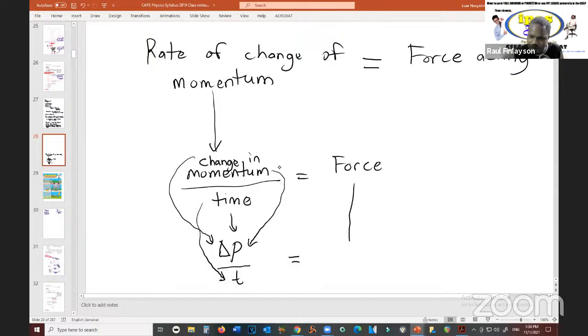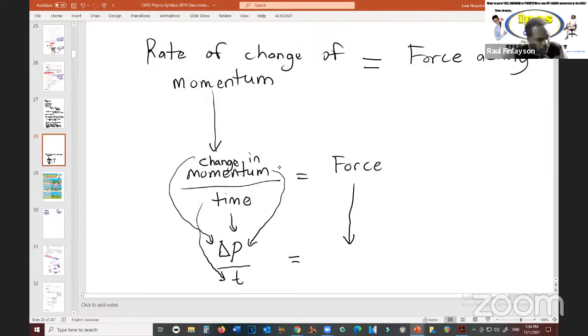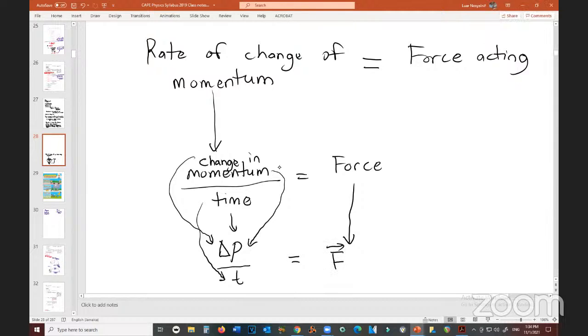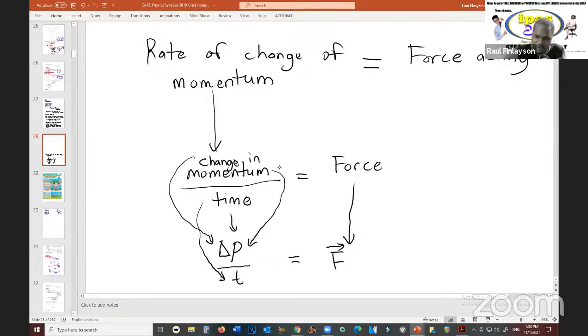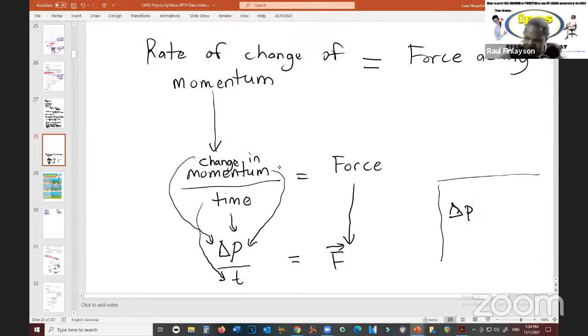And then now for force, what letter would you use to represent force? F. Is it capital or common? Capital. So definitely. So you end up with this formula here. And that is the change in momentum. So what we end up with is a formula that says this: delta P, and momentum is a vector, over T is equal to F. That's our formula.